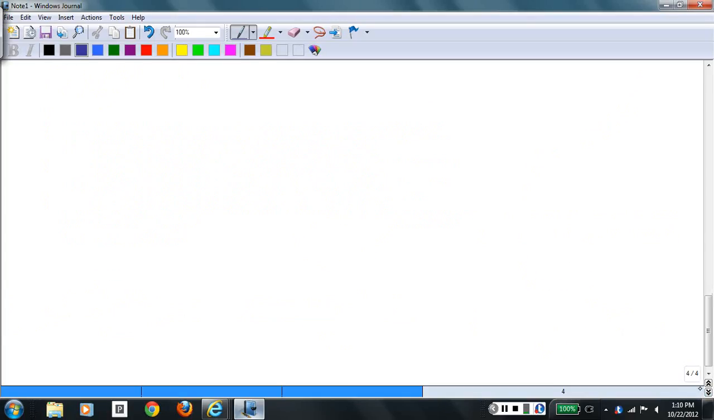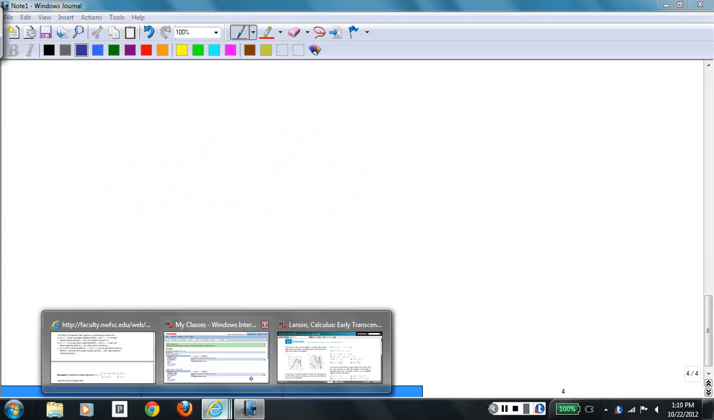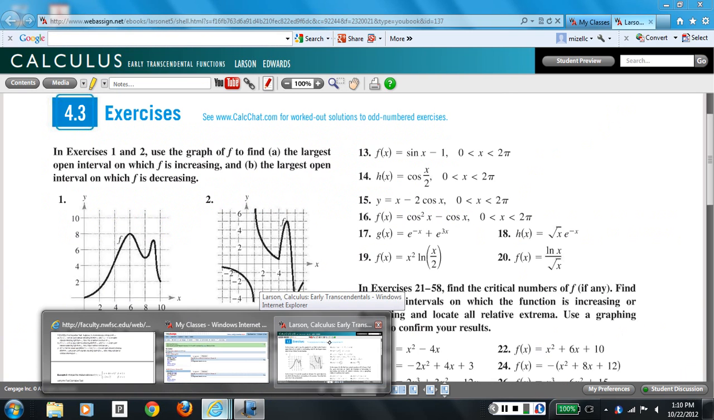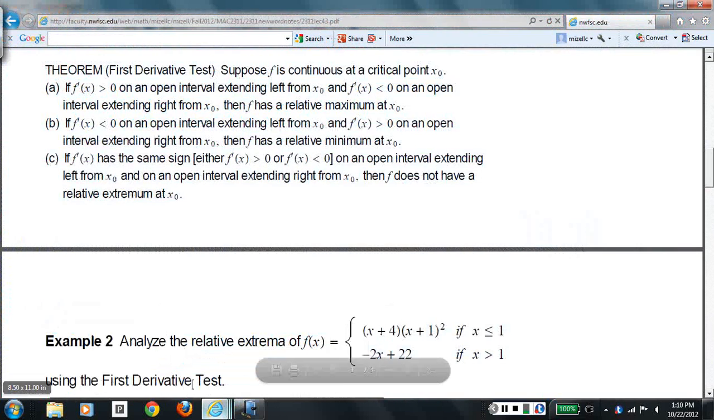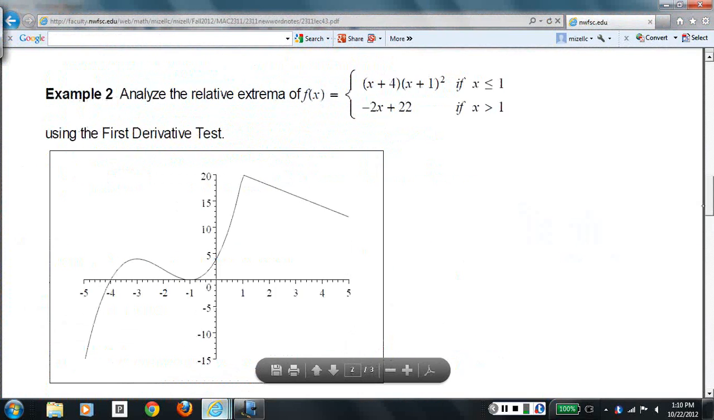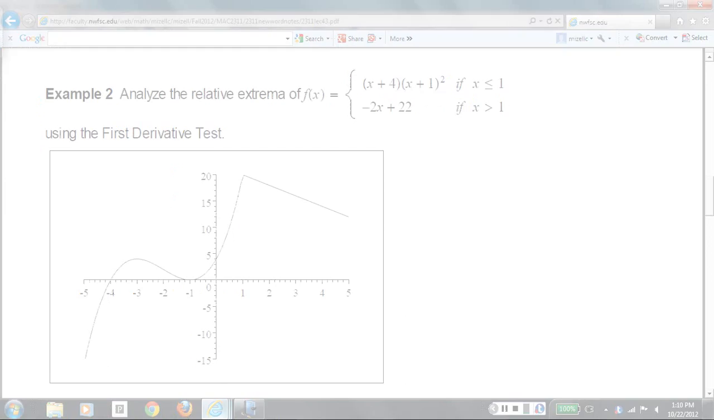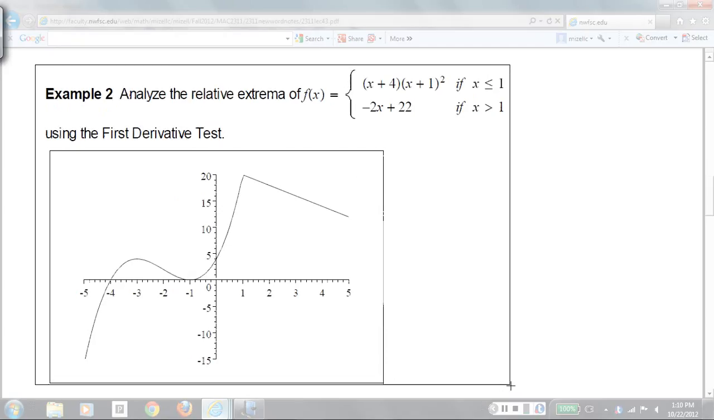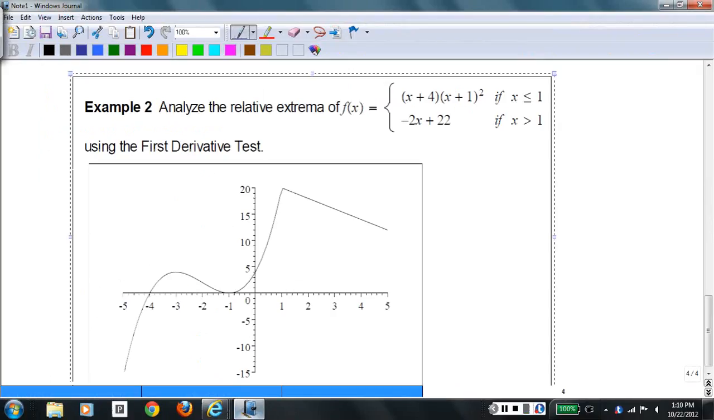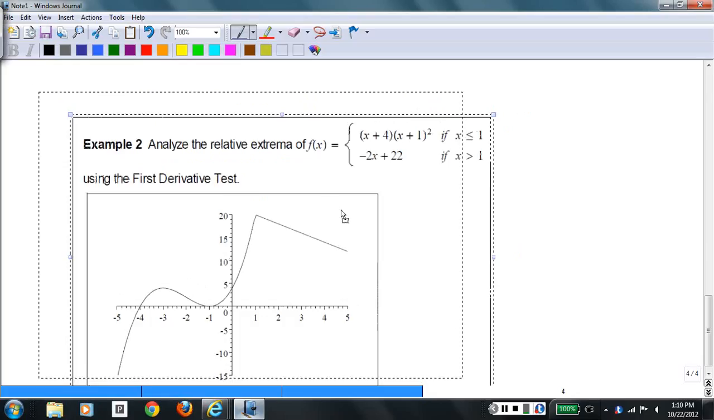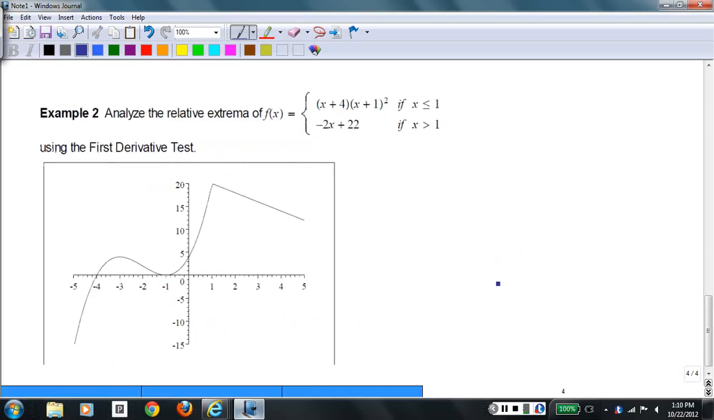This is the first derivative test. The first derivative test is a test for relative extrema, which involves the first derivative. In Section 4.4, we'll see a test for relative extrema which involves the second derivative. Example 2. Analyze the relative extrema of this function.